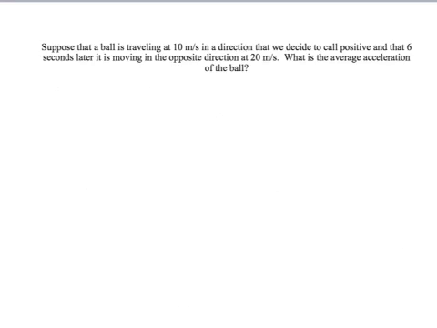Okay, the next one. Suppose a ball is traveling at 10 meters per second in a direction that we decide to call positive, and that 6 seconds later it's moving in the opposite direction at 20 meters per second. What is the average acceleration of the ball? I'm going to write A first because I'm looking for the acceleration. And 10 meters per second they said was positive, and I say meters per second is a unit of velocity. So is that my initial velocity or is that my final velocity?